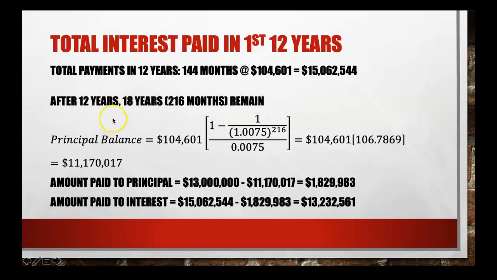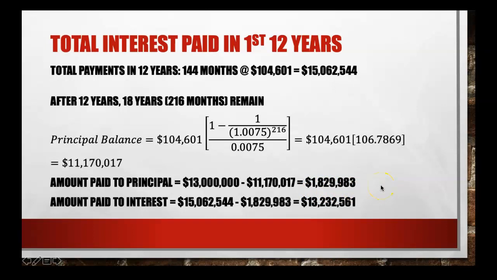So we can find the principal balance that remains after 12 years by finding the present value of these 216 payments. Alright, so principal balance equals monthly payment times the annuity factor with the power 216, and it gives us a principal balance of $11,170,017. So if this is the principal balance after we've paid for 12 years, it means that we've paid off the difference between the loan amount and that principal balance.